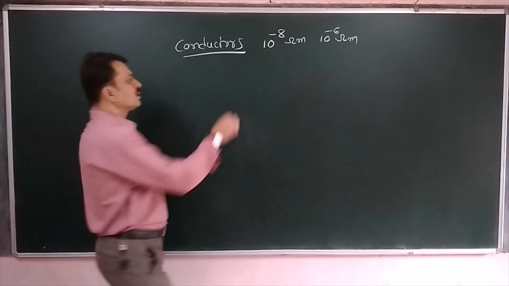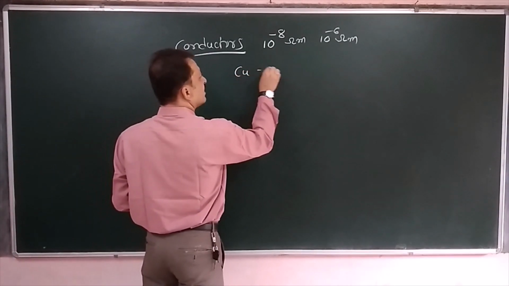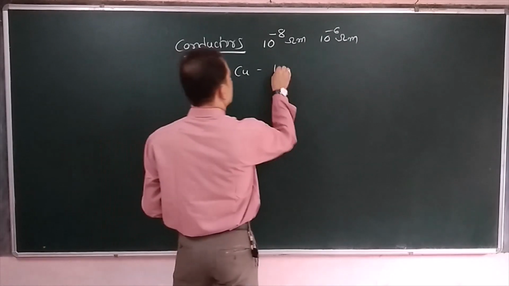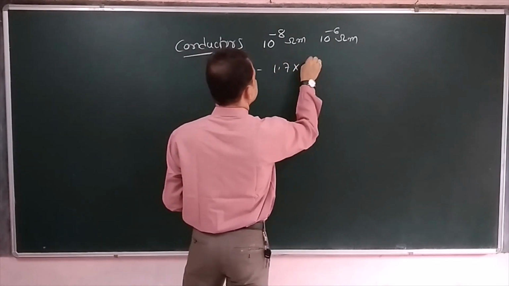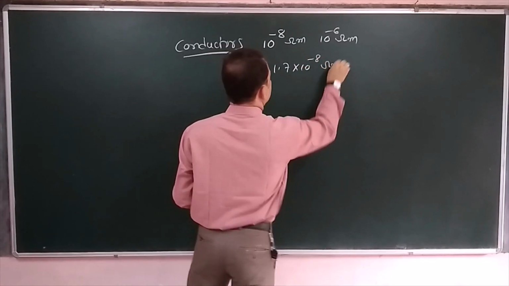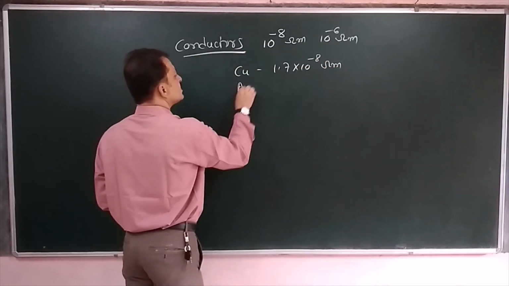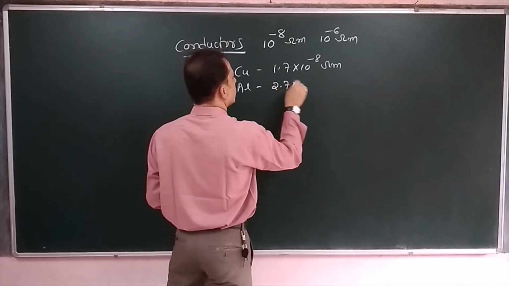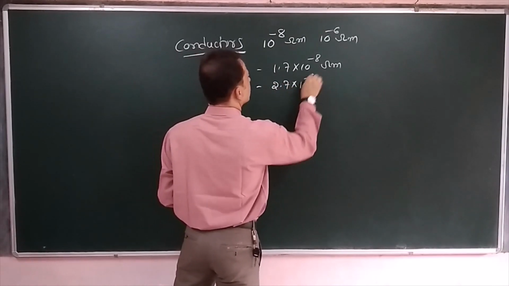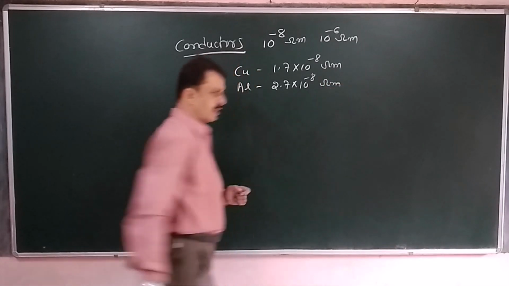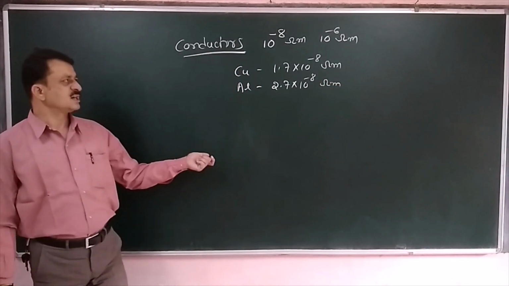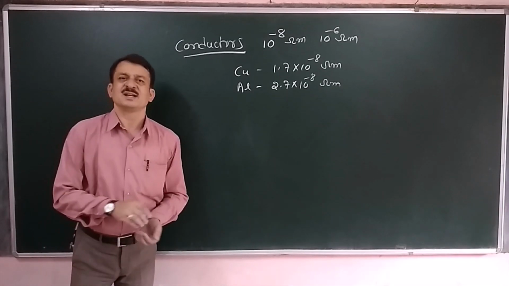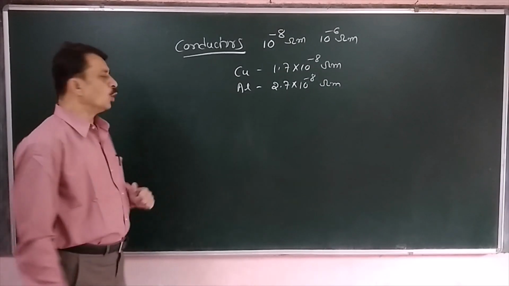The best example is copper. It has a resistivity of 1.7 into 10 to the power of -8 ohm meter, and aluminum is another conductor. It has a resistivity of 2.7 into 10 to the power of -8 ohm meter. Silver, constantan, manganese. Now these are all examples of conductors. Their resistivity is very low.